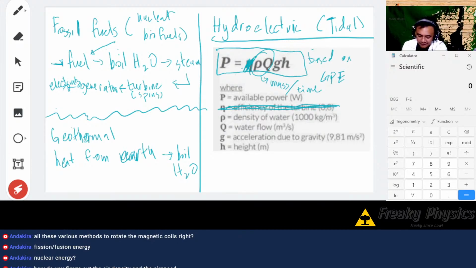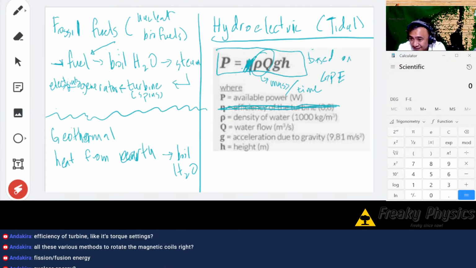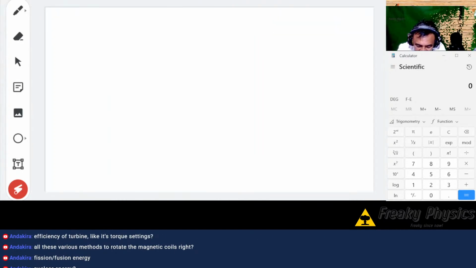All right, so these are the two easy parts for energy production. We'll end it here. I don't think we have time to do the exercises. We'll do the exercises at the next meeting.